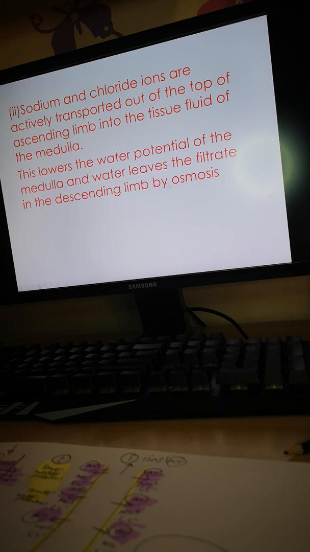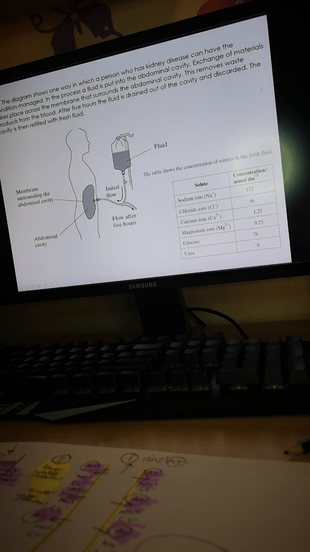So descending limb and osmosis will be separate mark points on this old spec. So it was tick for sodium chloride ions actively transported. Where it was happening didn't get you a mark, it was for lowering the water potential, and then water leaving the descending limb by osmosis. But as you can see, you probably need more detail now on a new spec question. Okay, so this had a very much new spec feel to it.